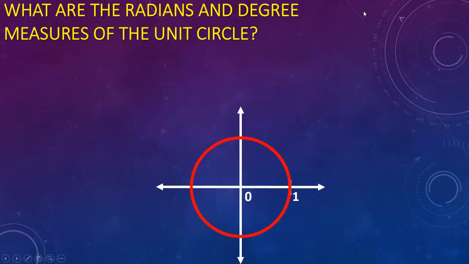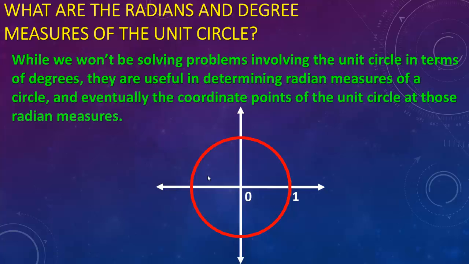Okay, so last bit of information. So what are the radians and degree measures of the unit circle? Now, we all know that there's 360 degrees in a circle. And hopefully you know that for this particular circle, its measure around would be 2 pi. But let's go ahead and just focus on quadrant 1 for right now.